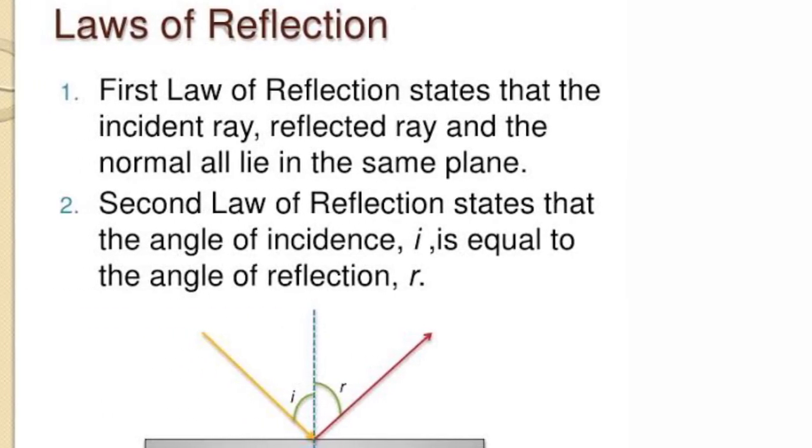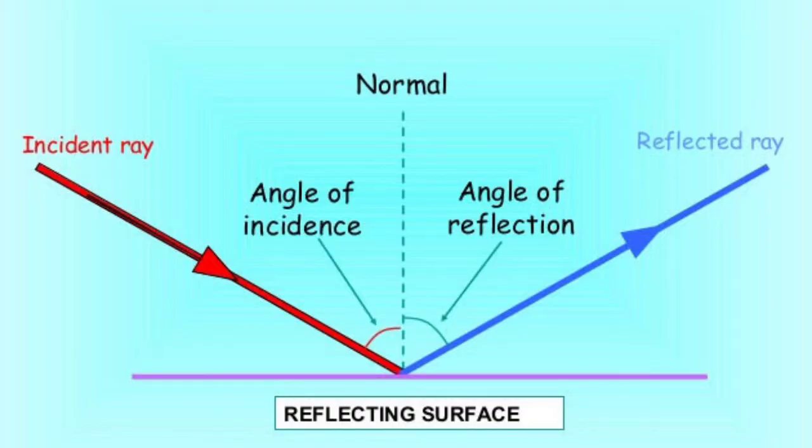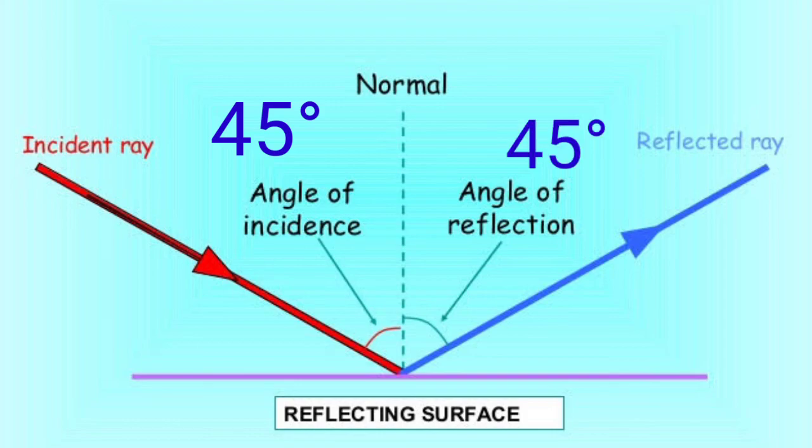The laws of reflection are: first law, the incident ray, the reflected ray and the normal to the reflecting surface lie in the same plane. Second law, the angle of incidence is always equal to the angle of reflection, means angle I is equal to angle R. The law of reflection applies to all reflecting surfaces. Now understand this. If the angle of incidence is 45 degrees, then according to the law of reflection, the angle of reflection is also 45 degrees.